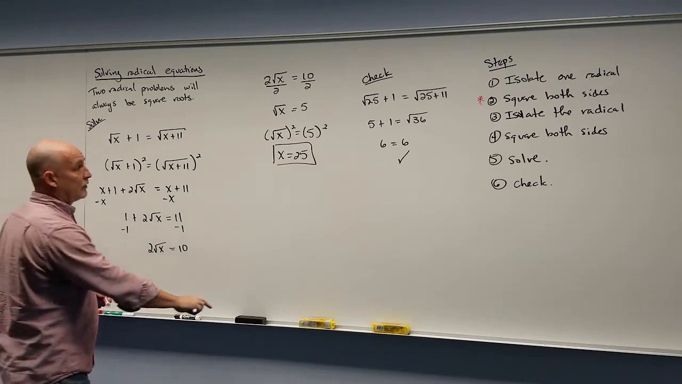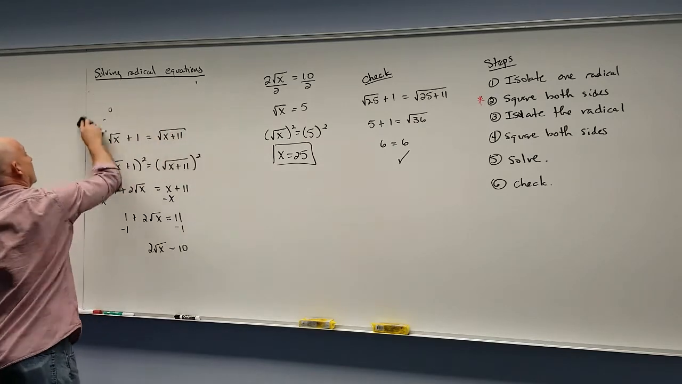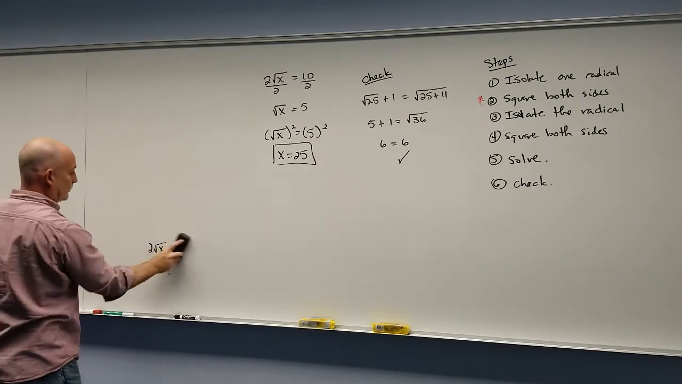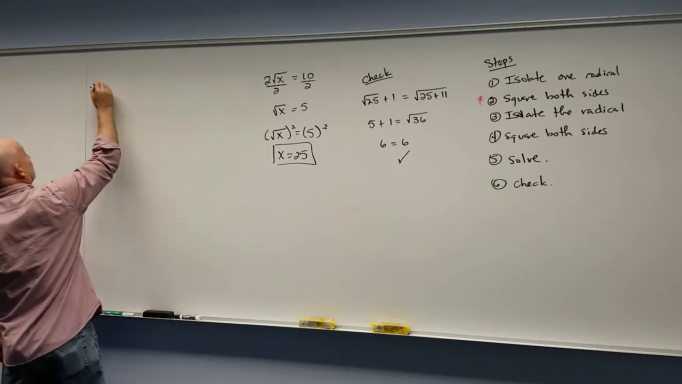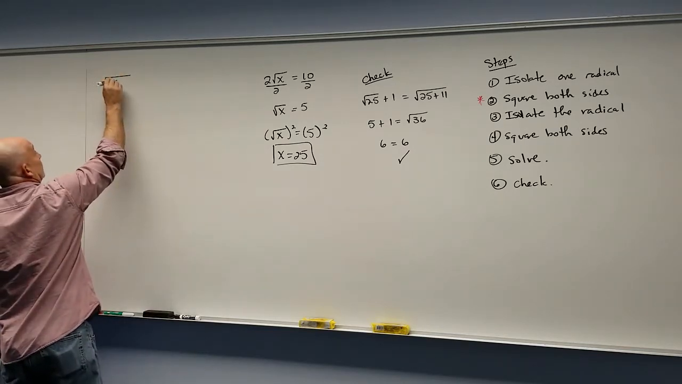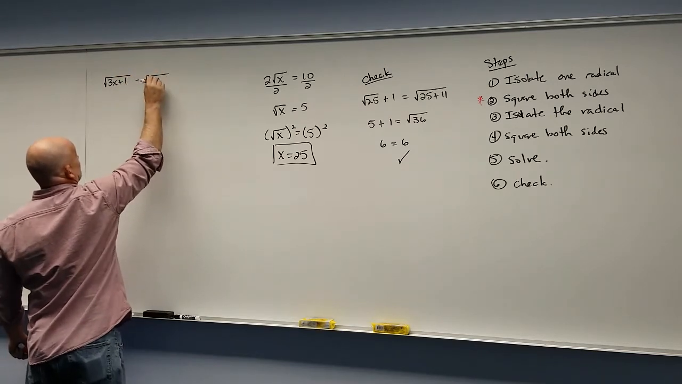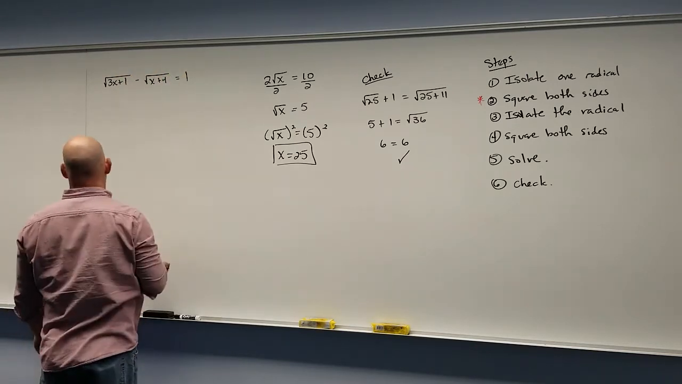All right, let's do one more of these. Maybe a little bit more complicated than this one. Just a little bit more room. Let's say if I gave you the square root of 3x plus 1 minus the square root of x plus 4 is equal to 1.